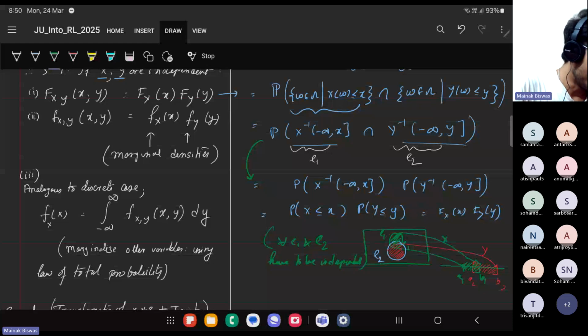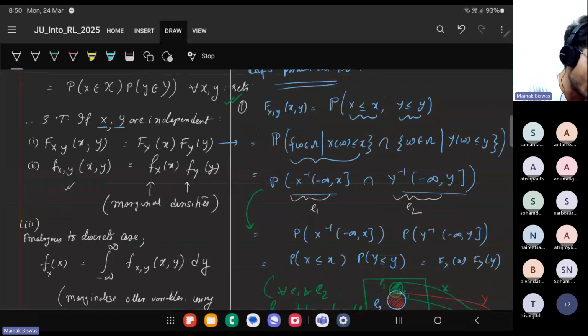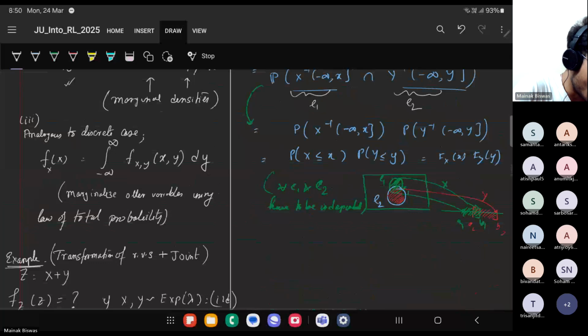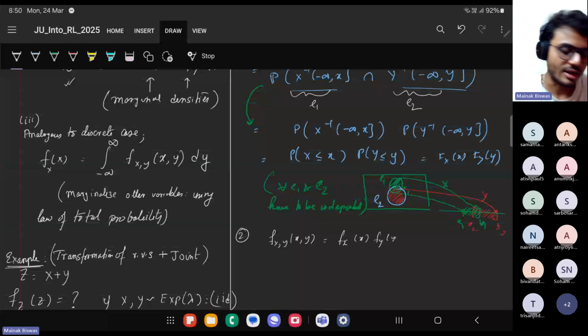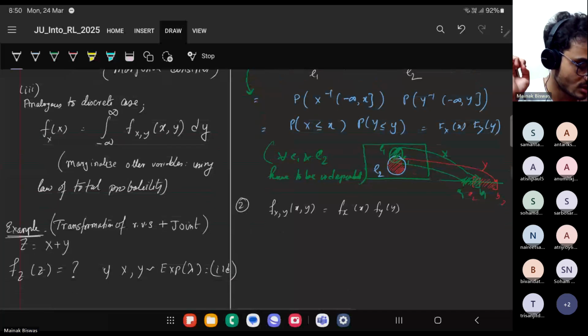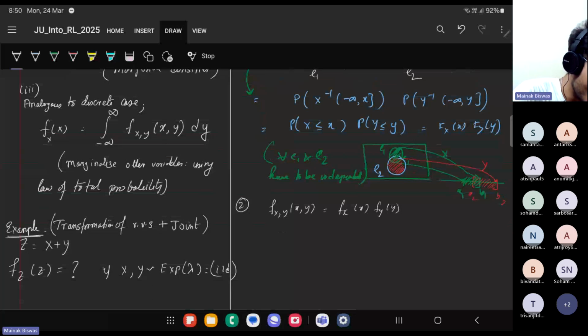Now, let us do the same thing for PDFs as well. So that is a density function. 1 is done, and 2: F of x, y, we have to prove as product. Fine. So now I'll do it in a very similar way. How do I do it? Can you tell me?